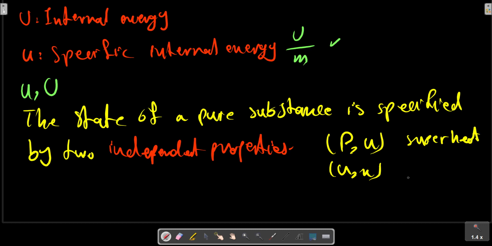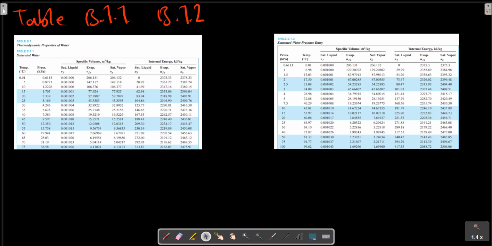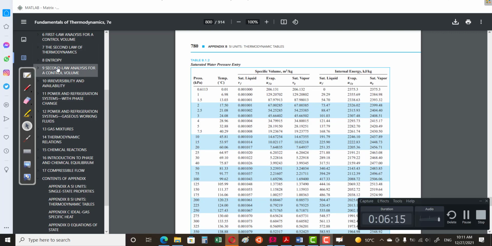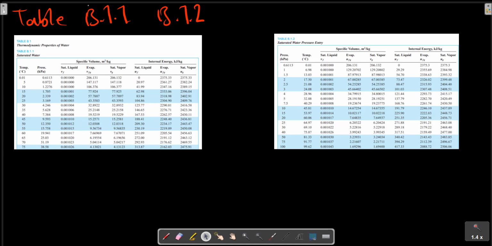Thus in tables of thermodynamic properties such as the steam table, the value of internal energy can be tabulated along with other thermodynamic properties, in Tables B.1.1 and B.1.2 of the steam tables. As shown in this picture, Tables B.1.1 and B.1.2 show the temperature base and pressure base of the water vapor properties.